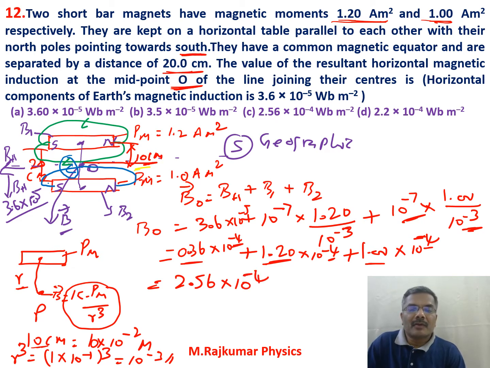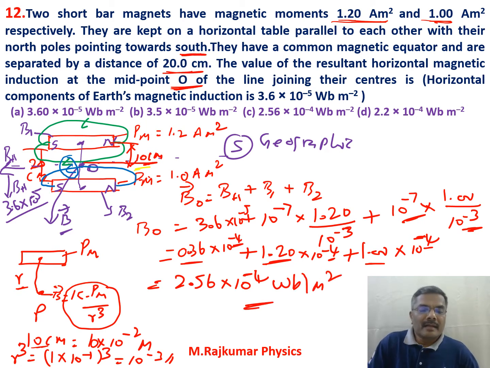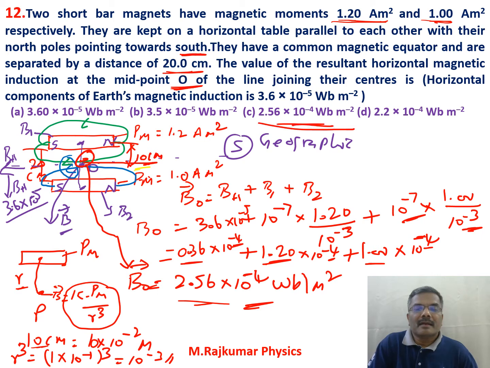10 power minus 4 Weber per meter square. So this is going to be the final answer. That is the magnetic induction available at this particular point O, which will be 2.56 into 10 power minus 4. If I find this in the options, C is going to be your answer. So understand, C is going to be your answer for this particular question.